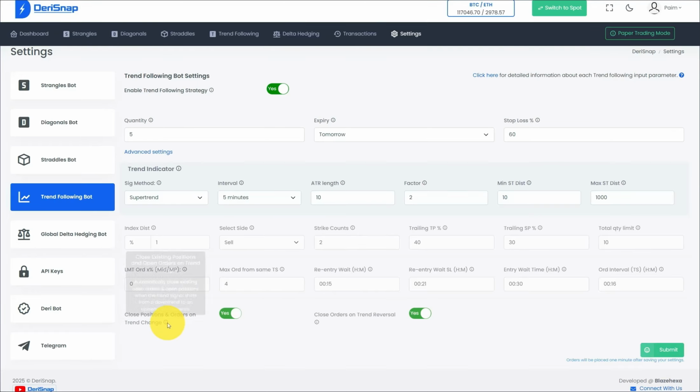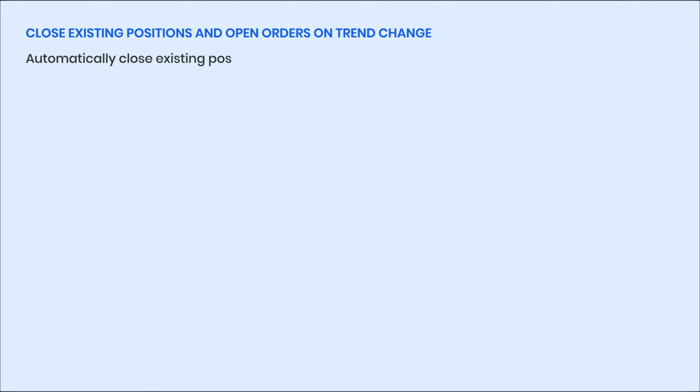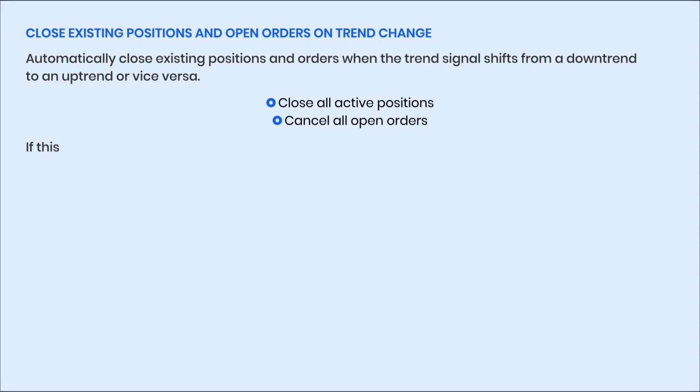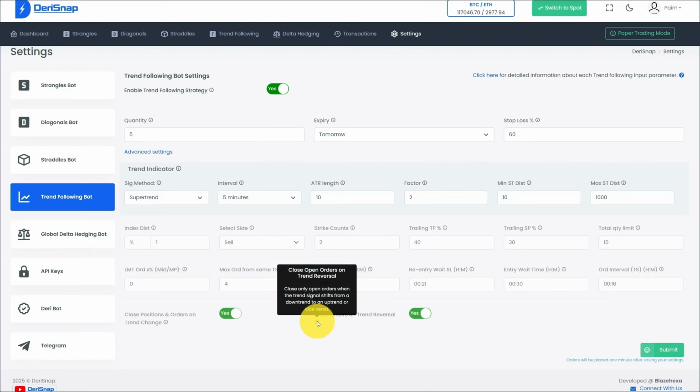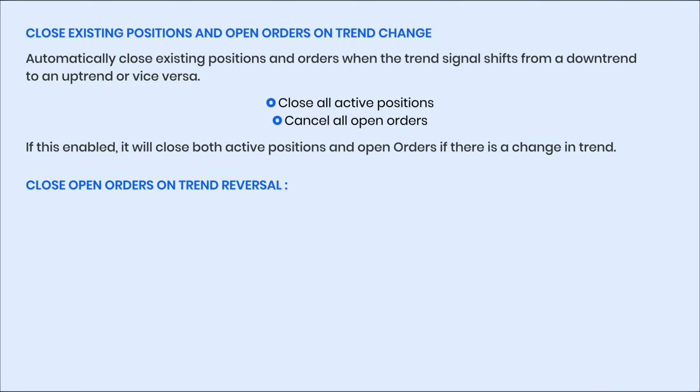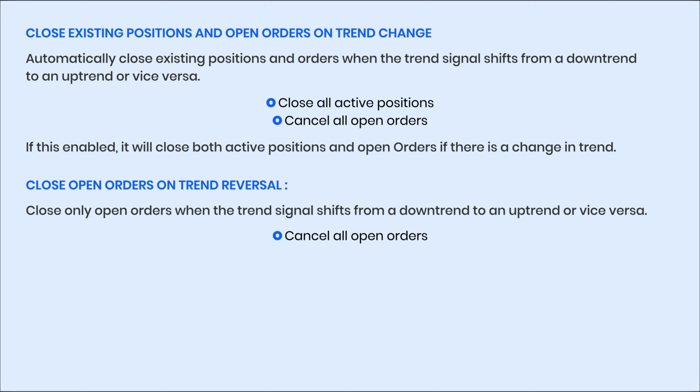Close existing positions and open orders on trend change. Automatically close existing positions and orders when the trend signal shifts from a downtrend to an uptrend or vice versa. If this is enabled, it will close both active positions and open orders if there is a change in trend. Close open orders on trend reversal. Close only open orders when the trend signal shifts from a downtrend to an uptrend or vice versa. If this is enabled, it will close only open orders if there is a change in trend.